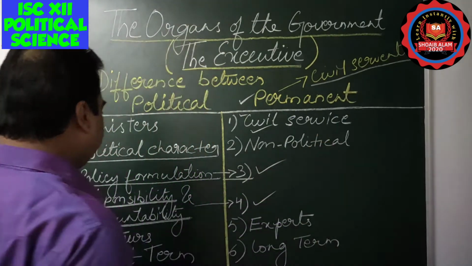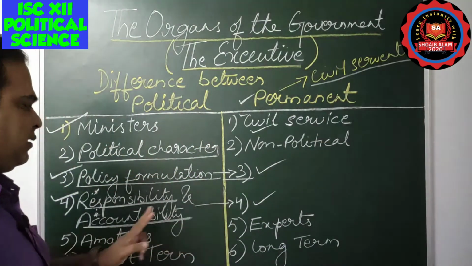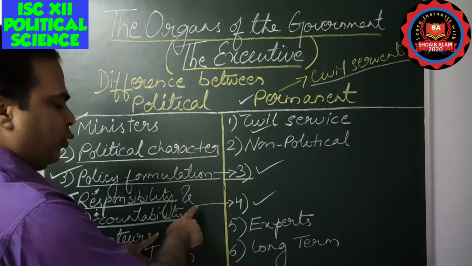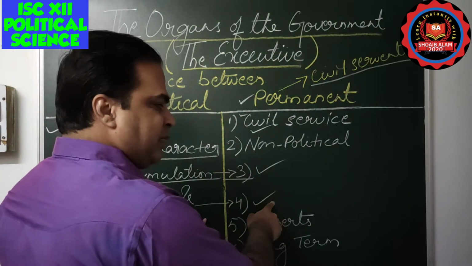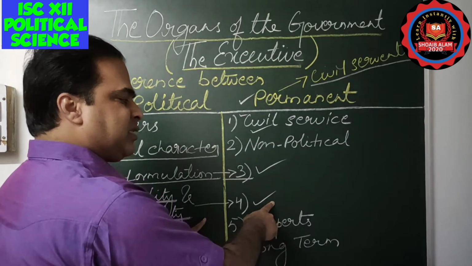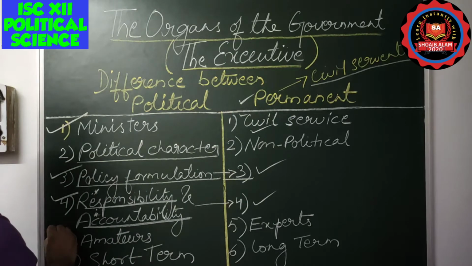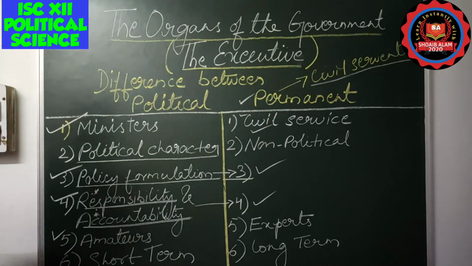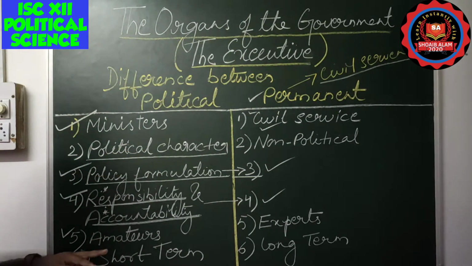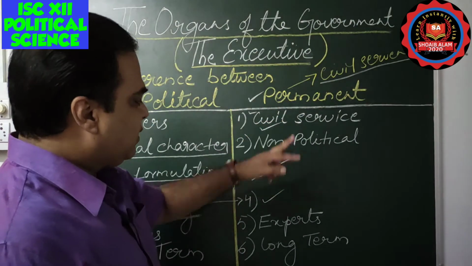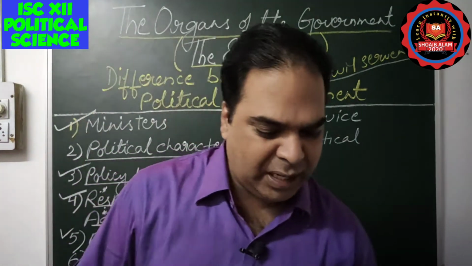So these two are somewhat related. That is why responsibility and accountability are to the people. They are not responsible to the people. They are responsible to the ministers or the government as a whole. Now this one you can see here, number 5, the most interesting part. Political executives are amateurs, whereas civil servants are experts. So what is the meaning of amateur?